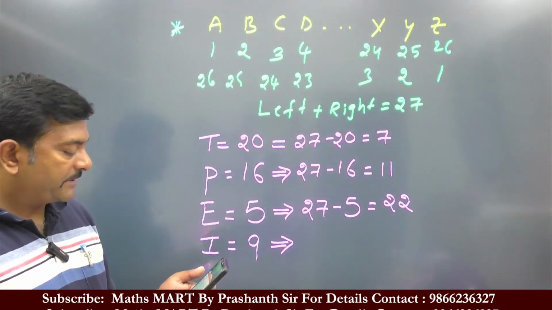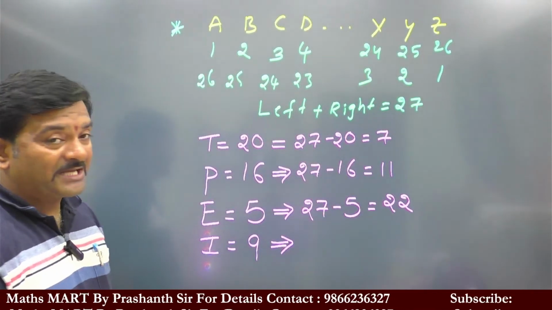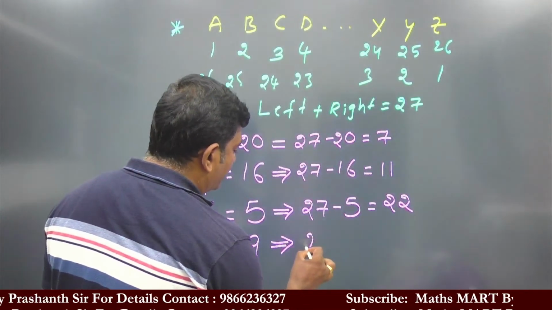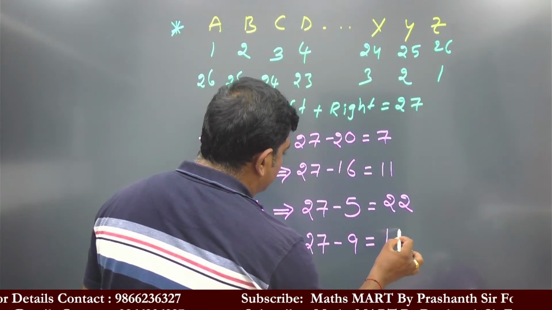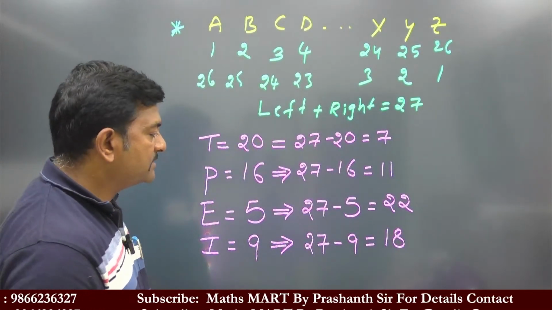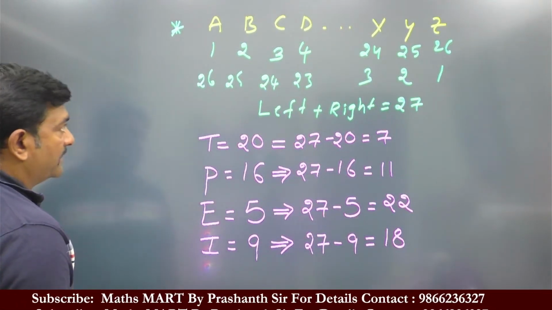Position of I from right to left. In order to find the position of this I from right to left, simply we subtract from 27. So 27 minus 9, which means you are getting 18. Very good. 18 is the answer for this question. I hope you understood this particular model also.